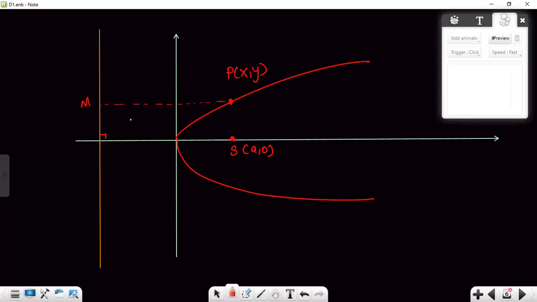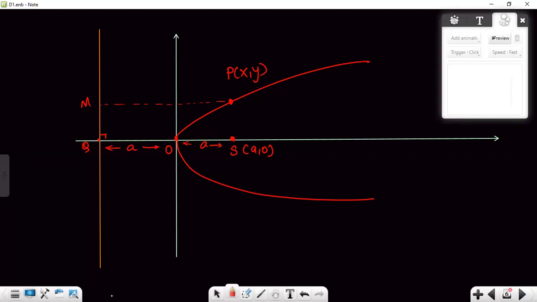This point is M, this point is S, and the distance between the origin and S is a. And the distance between O and this point Q, on the straight line, is also a. So Q's point will be (minus a, 0). So these are some basics.